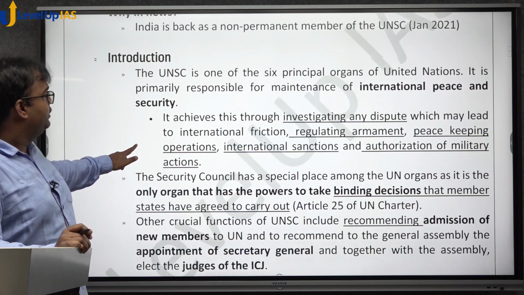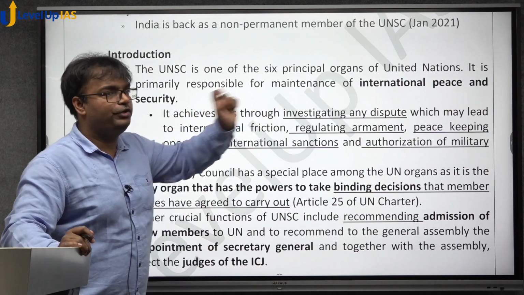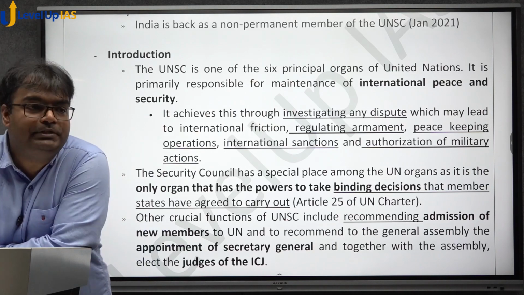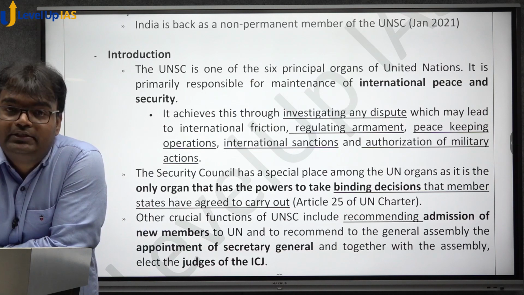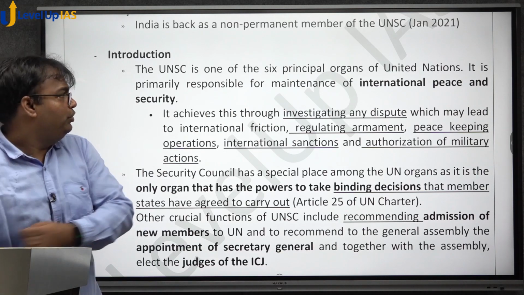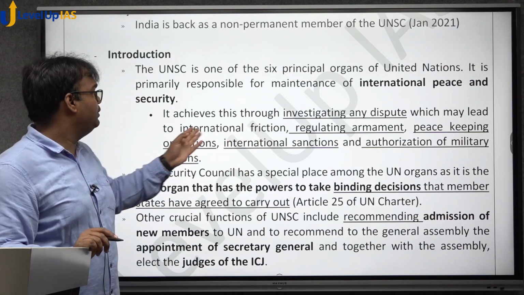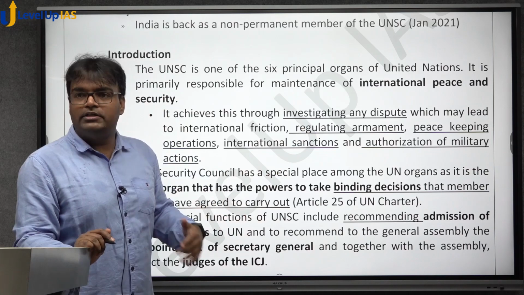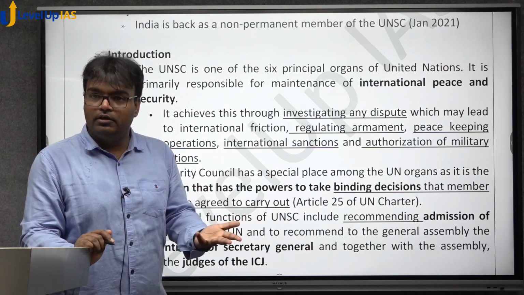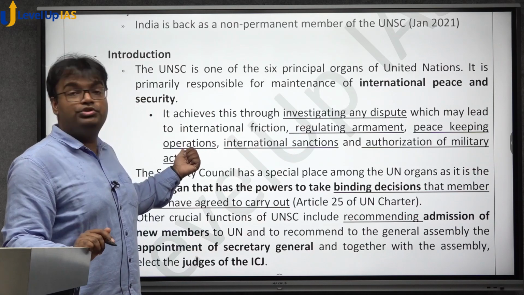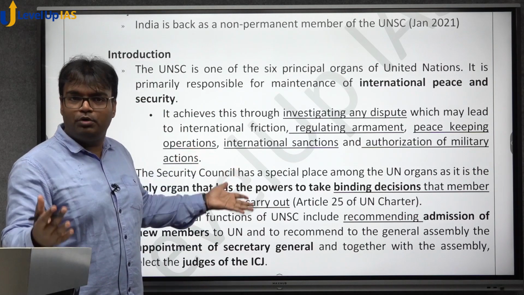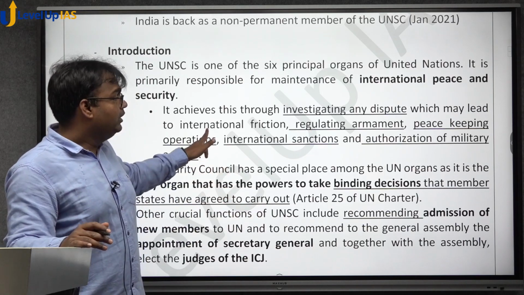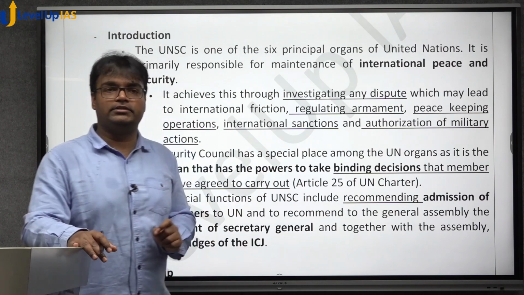So, it is primarily responsible for maintenance of international peace and security. Now, how would it maintain international peace and security? In case there is some tension, it would investigate any dispute which may lead to international friction. It will regulate armament. We would see the mechanisms by which UNSC regulates armament. It will, using peacekeeping operations, try to ensure peace between various countries, or within a country if there's a lot of conflict there. It uses sanction mechanisms.